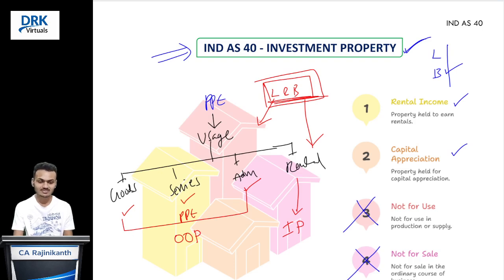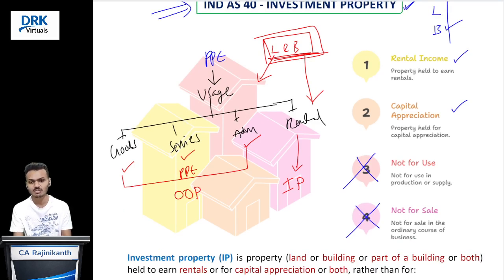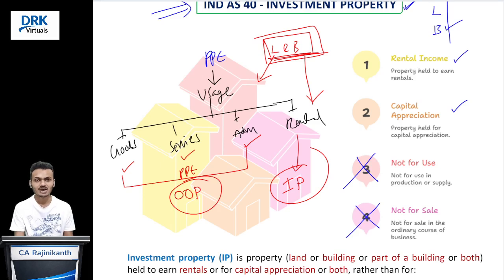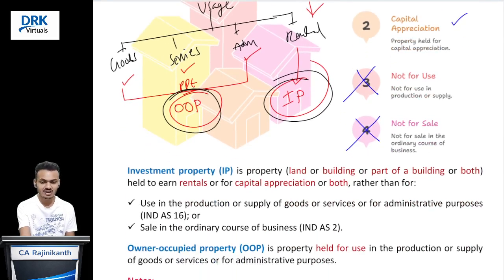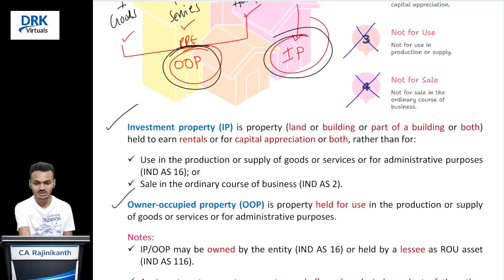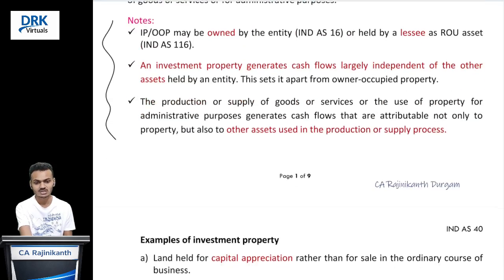But note that be it an owner occupied property or investment property, it may be owned by the entity, or that property may be taken on lease as well, right? It may be owned by the entity, or that property may be taken on lease also as a ROU asset, right? So now we finished with our definition. Investment property we covered, owner occupied property we covered, these note points also we covered.